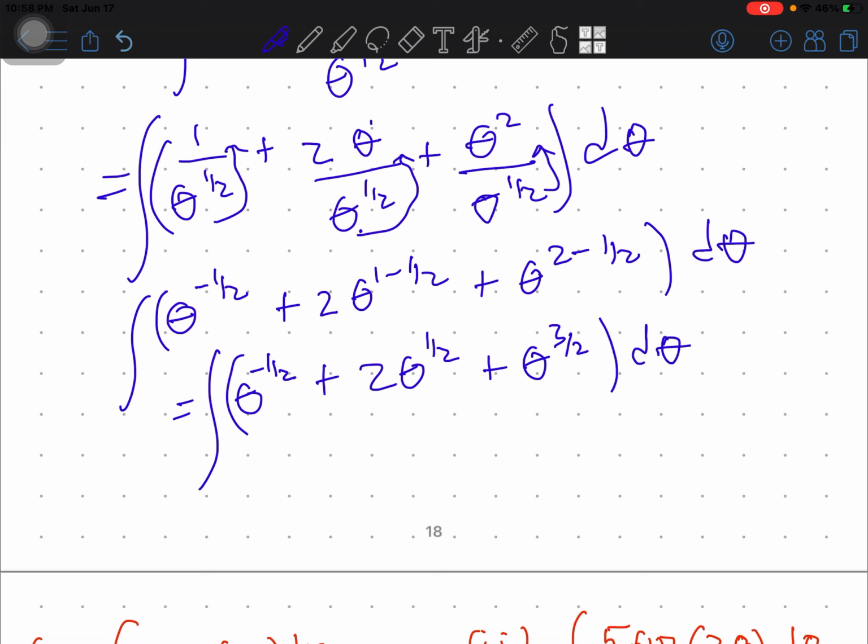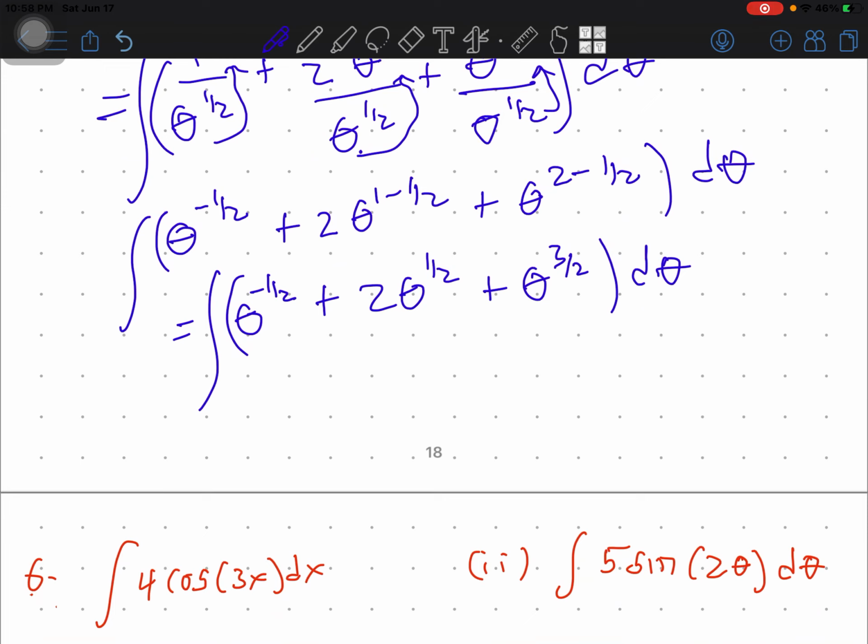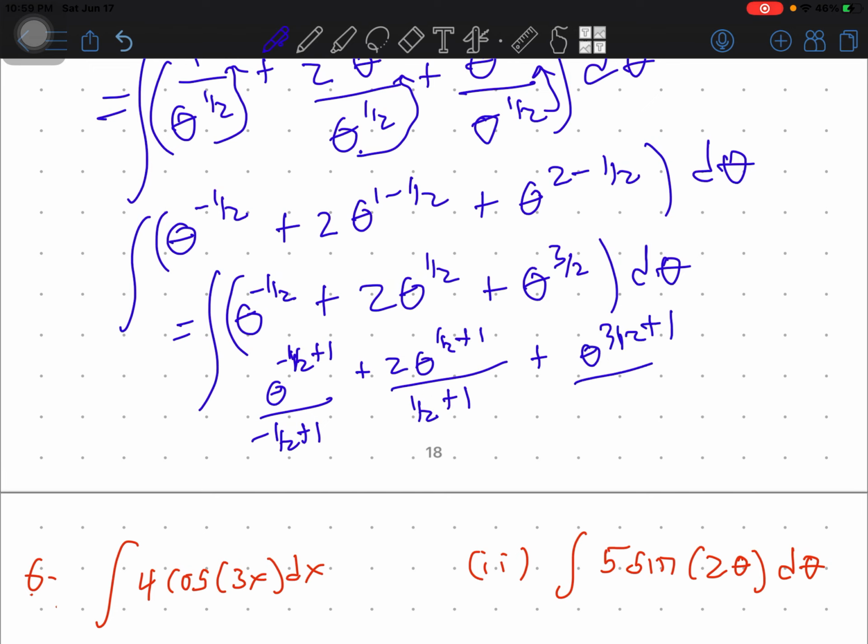Yeah, 3 over 2 the theta. So 3 over 2 the theta, and now I think you are set to integrate it. So if you get it in this way, you just go ahead by doing theta negative 1 over 2 plus 1, plus 2 theta 1 over 2 plus 1. Don't forget to bring your 1 over 2 plus 1 here to be 1 over 2 plus 1. Here is negative positive, plus theta 3 over 2 plus 1 over 3 over 2 plus 1.